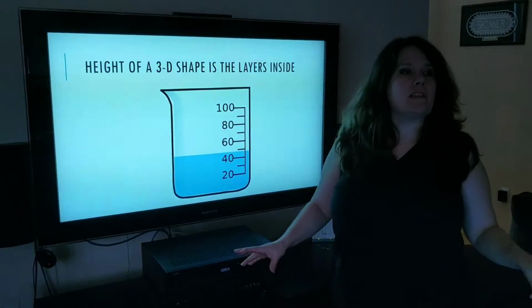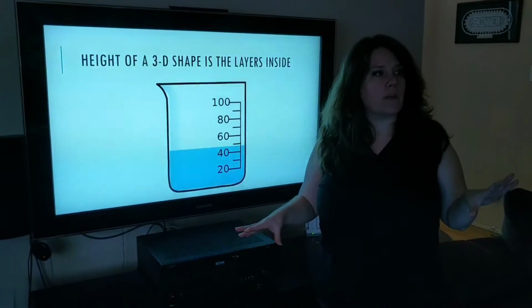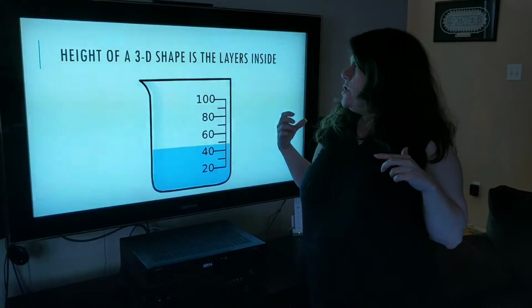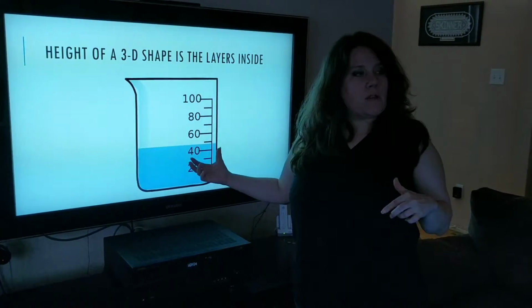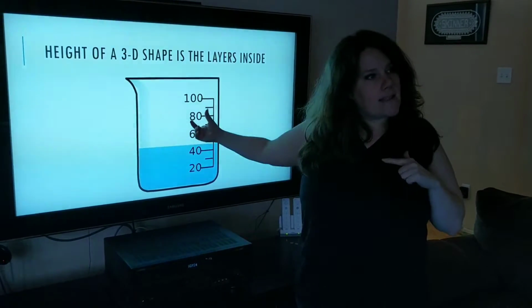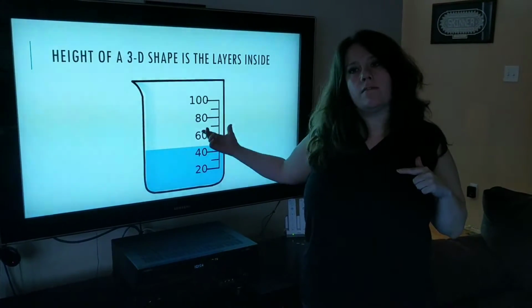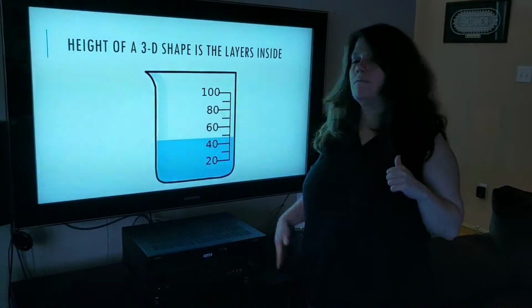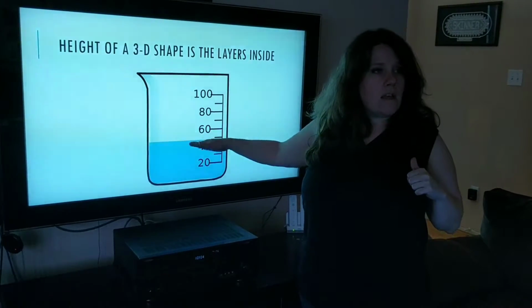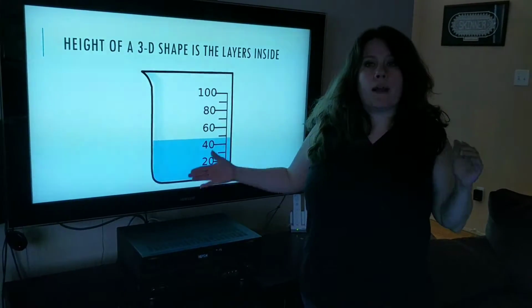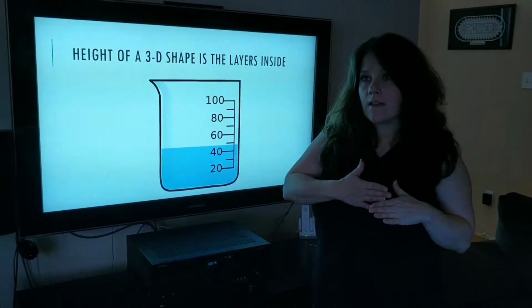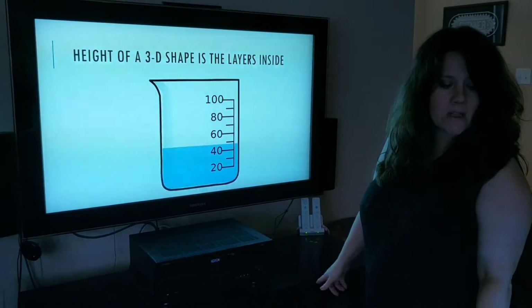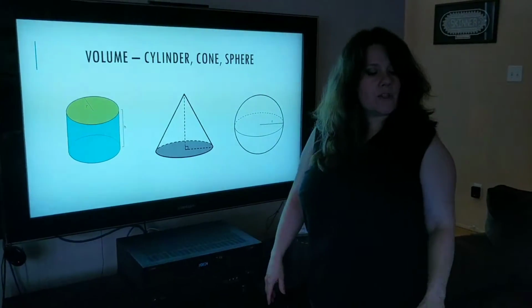Think back to the beginning of the year in science when you were working with measuring liquid in the beakers. You probably didn't think of it this way, but you were measuring volume in that cylinder, in that beaker. You weren't using the volume formula. You were just filling up a cylinder to the point where your teacher asked you to. This way, we're actually going to go backwards, and we're going to start with the formula and determine how much volume a shape has. So what we're going to look at today is cylinders, cones, and spheres.